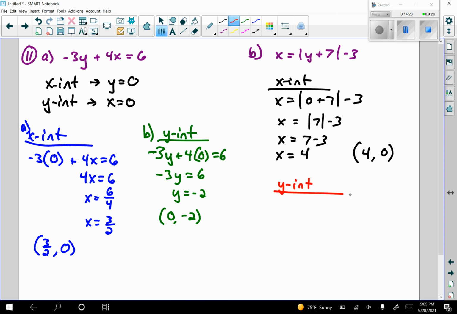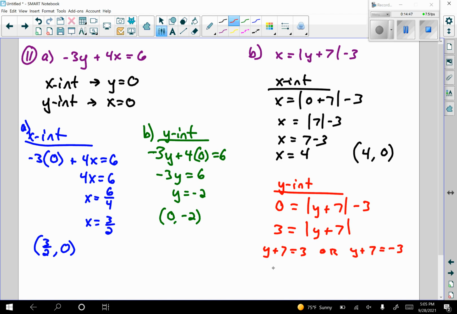Y-intercept, we'll have x, sorry, that will be 0. X is 0. Then we'll have absolute value of y plus 7 minus 3. We have to add 3, bring that over to the other side. So we'll get 3 equals absolute value of y plus 7. It's pretty good that we've been practicing absolute value problems. So now this means y plus 7 could equal 3, or y plus 7 could equal negative 3. So y is going to equal negative 4. Subtracting 7 here, we'll get negative 10. So the ordered pairs of the y-intercepts are 0, negative 4, and 0, negative 10.